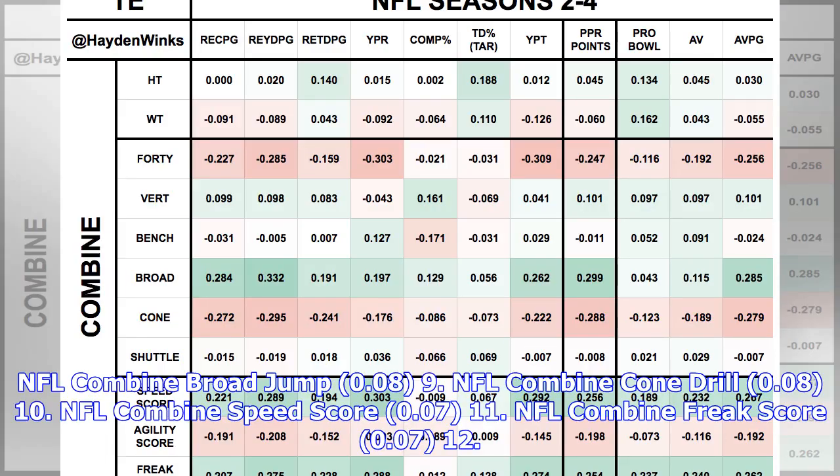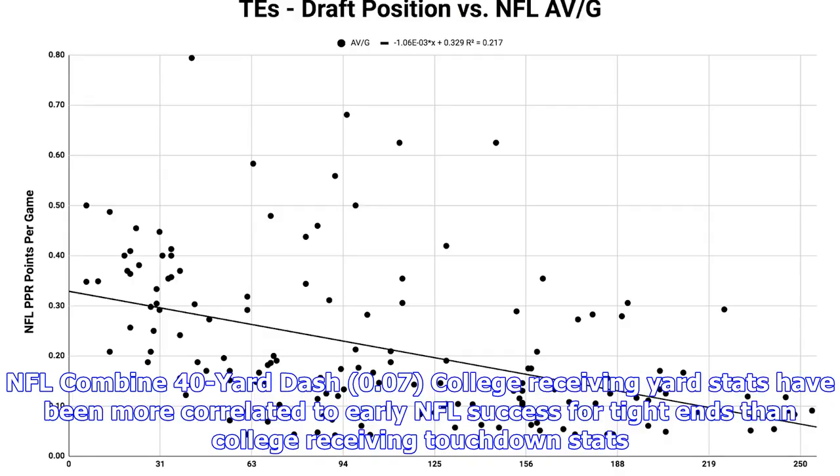NFL Combine Broad Jump, 0.089. NFL Combine Cone Drill, 0.0810. NFL Combine Speed Score, 0.0711. NFL Combine Freak Score, 0.0712. NFL Combine 40-yard dash, 0.07.